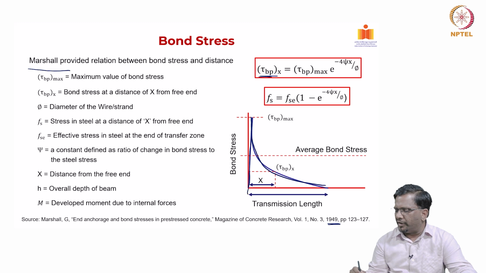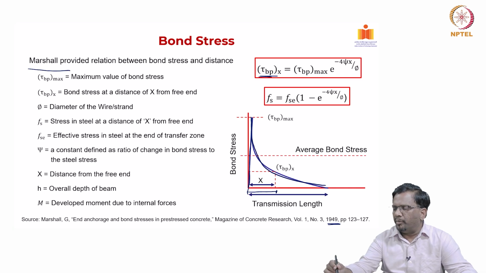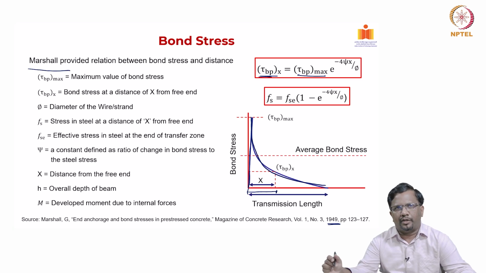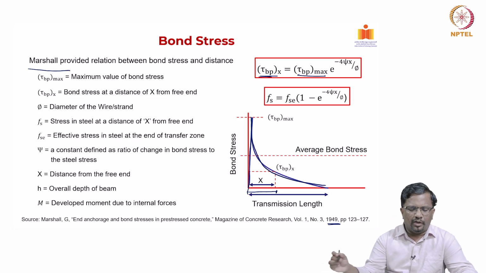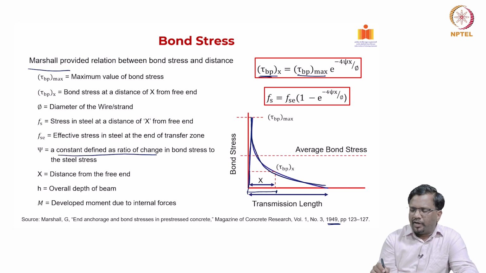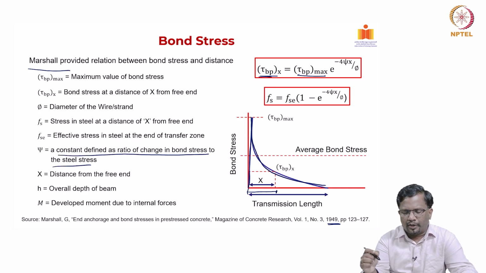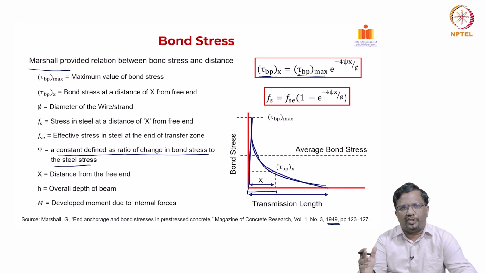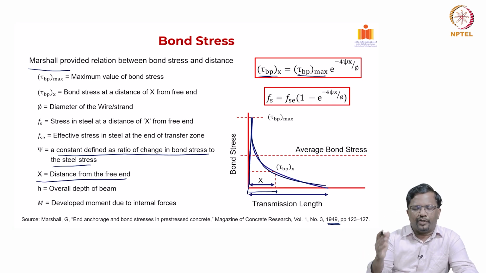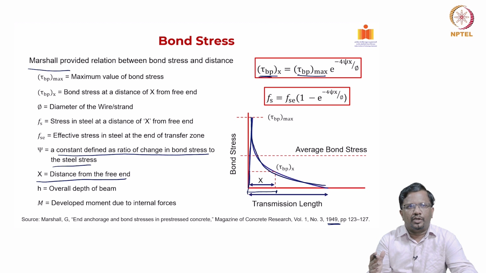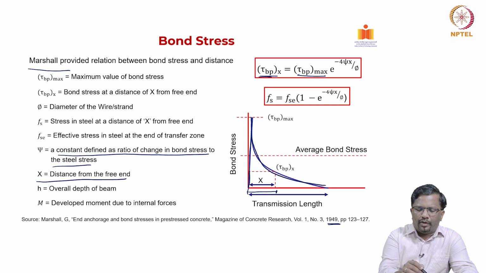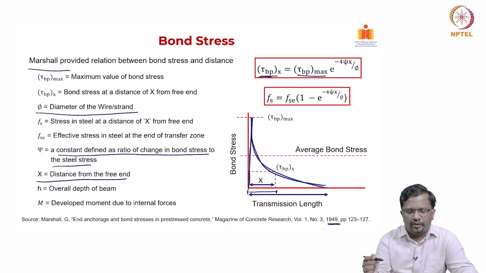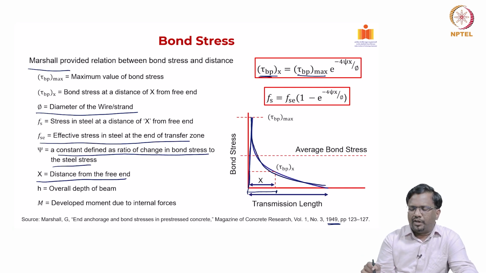At any distance x from this end, the bond stress at a distance x is going to be the maximum bond stress multiplied by e to the power of minus 4 psi x by diameter. Now, what is psi and what is x? Psi is a constant defined as the ratio of change in bond stress to steel stress. If you know your bending moment diagram, you know how the steel stress is going to change. And x is the distance from the free end where we are trying to calculate the bond stress, phi is the diameter of the wire or strand, and fse is the effective stress in the steel at the end of the transfer zone.